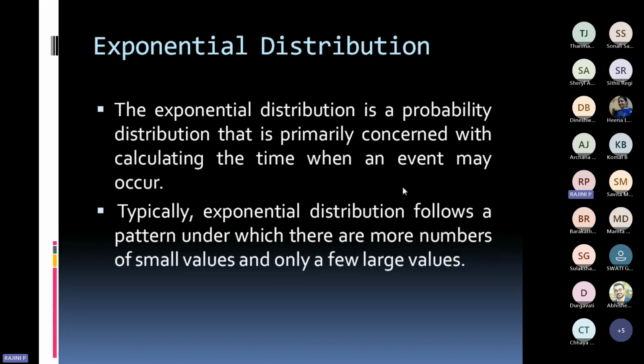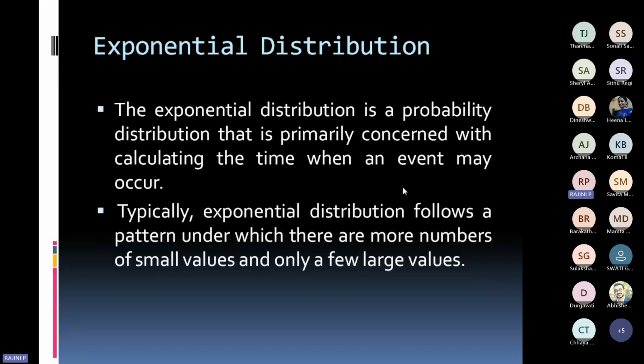Next, go for the exponential distribution. It is quite opposite to the Poisson distribution. In the Poisson distribution, you are fixing a time, right? So in that time, what is the probability of an event occurring? So you are concentrating on the event. In that case we go for the Poisson distribution.